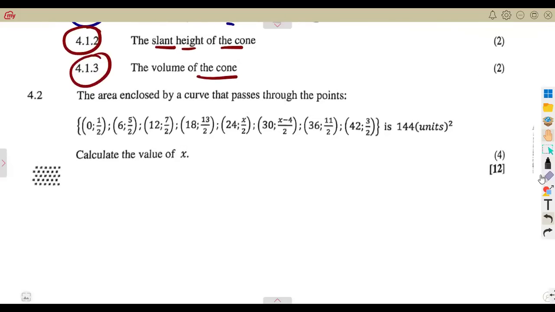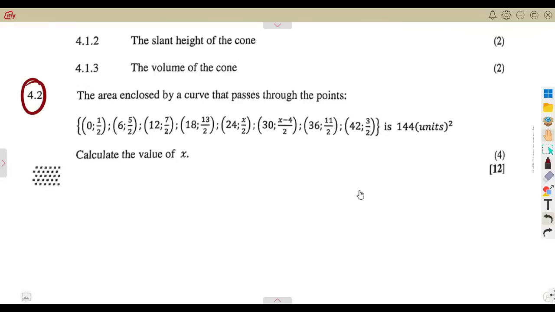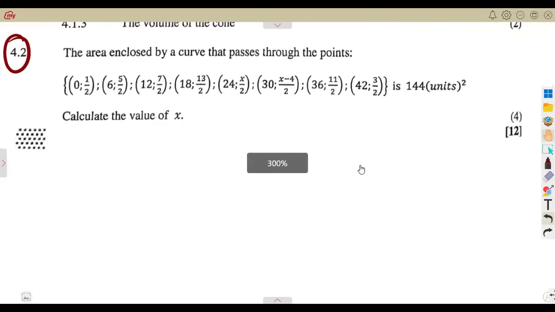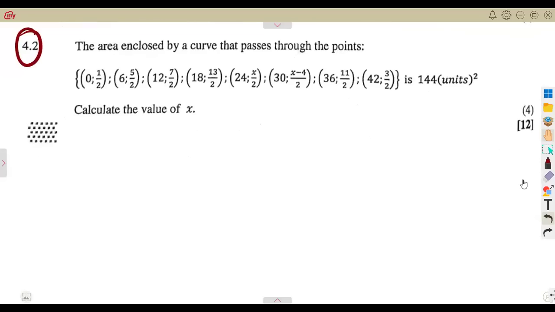All right, let us consider 4.2. In 4.2, we are given the area enclosed by a curve that passes through the points. So remember, these are the points that you'll be given in terms of x and y, and so forth. So we are given the area is 144 square units. Calculate the value of x. How do you calculate the area? That is the question. When you are given this part from our mid-ordinate rule, how do we calculate the area?